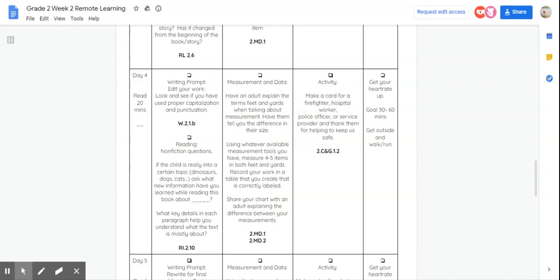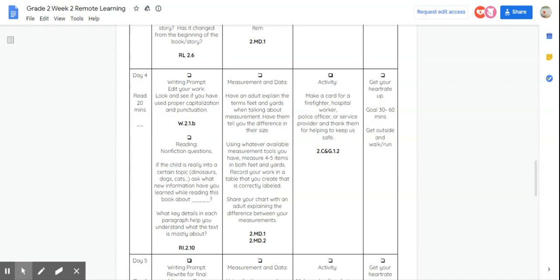Now let's look at social studies. You're going to make a card for a firefighter, hospital worker, police officer, or service provider and thank them for helping to keep us safe. Now, the good thing about this is most of us have a relative or a friend who around here is a firefighter or a nurse or a doctor or a police officer, or even someone like a post office person who is still having to work throughout this difficult time in history. And we need to thank those people because they're helping to keep us safe and keep us with up-to-date information that we may not have known without them. So if you can't give that card to them right now, that's fine. Keep it until things get safer, and then you can give the card to them.